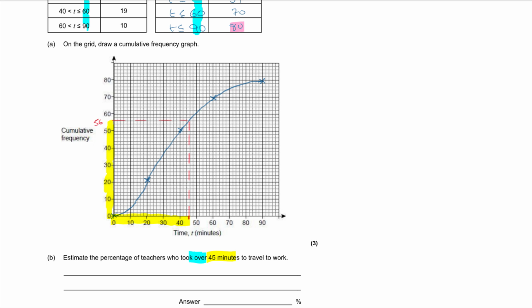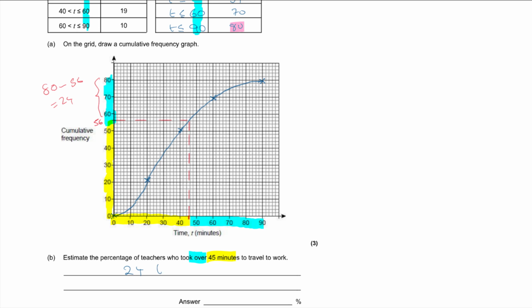Okay, so over 45 minutes is this side of the line, and it's going to be on the cumulative frequency, it's going to be these people up here. Okay, so if 56 people took 45 minutes or fewer, then it's going to be 80 minus 56. That's 24, isn't it? So this section here is worth 24 people. So there are actually 24 teachers who took more than 45 minutes to travel to work. That's a very long time to travel to work. Teachers, go and live a bit closer to your school.